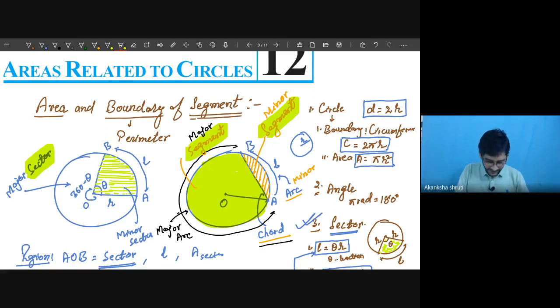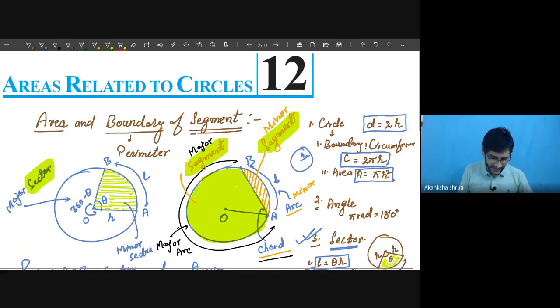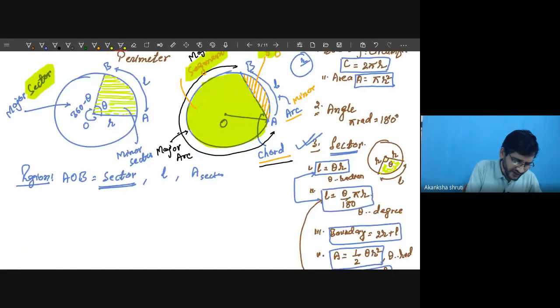And the formula that we have adopted or calculated for the theta angle was basically for the minor sector. So for calculating the area for the major sector and major segment, just calculate the total area of the circle and subtract it. That's all. So students, let us recall first regarding the sector or minor sector that we have written. Even last day we have also discussed.